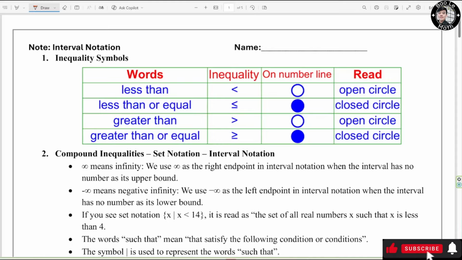Hello everyone, in this video we're going to explore interval notation. Alright, first we're going to talk about the inequality symbols.